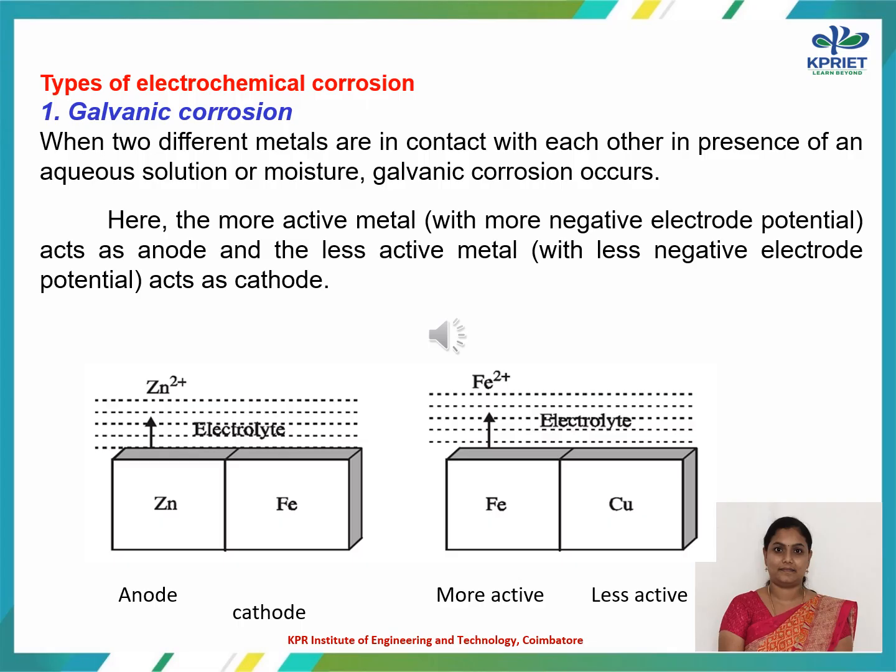Types of electrochemical corrosion. The first one is galvanic corrosion. Galvanic corrosion occurs when two different metals are in direct contact with each other. Here the more active metal, that is the metal having more negative electrode potential value, acts as anode, and the less active metal will behave as a cathode.